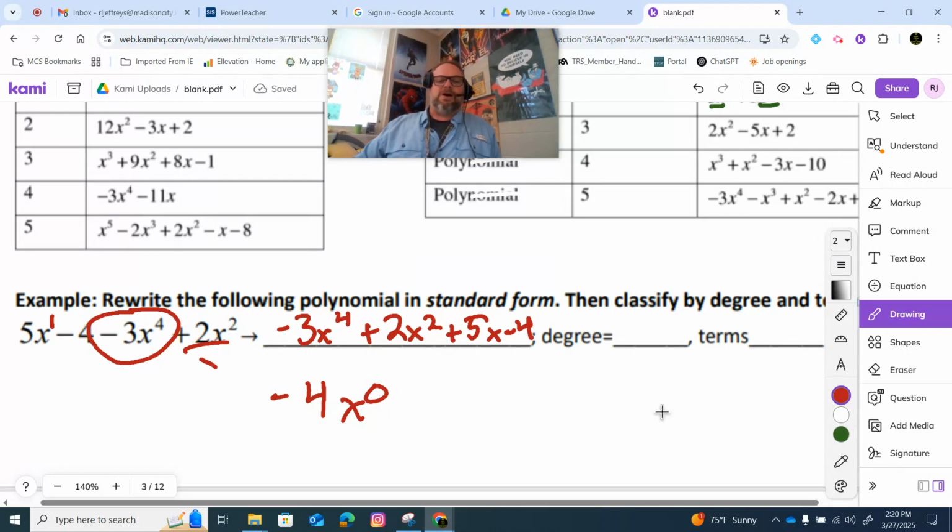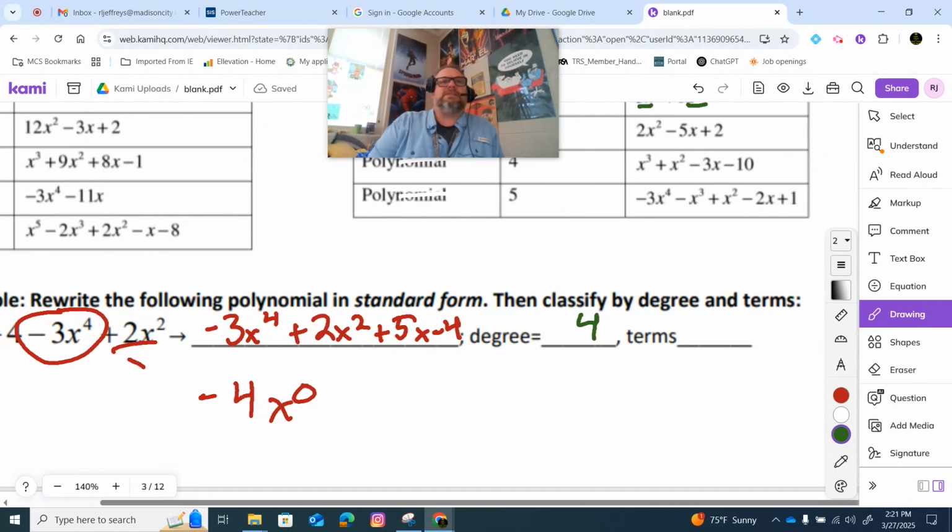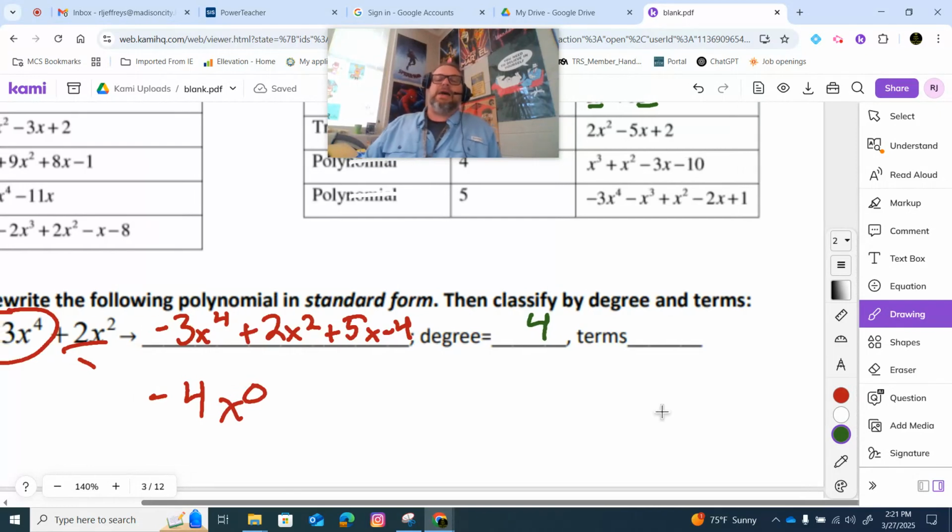All right, degree. What's this number? Oh, good. It's a 4th degree. That's all you have to write right there. All right, how many terms do we have? 4. All right, so it's more than 3, so it's a poly. That's how we do it.